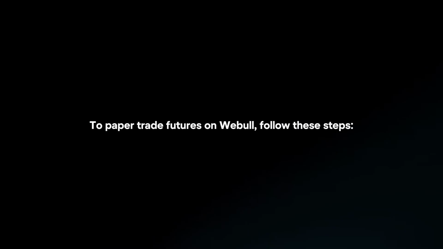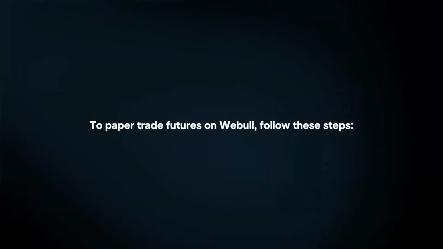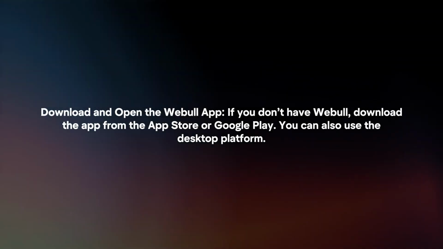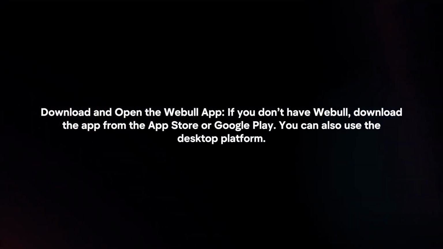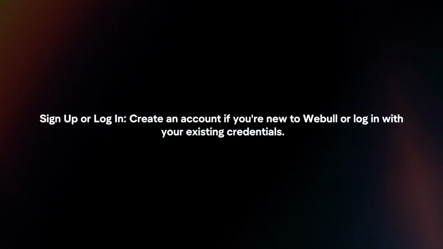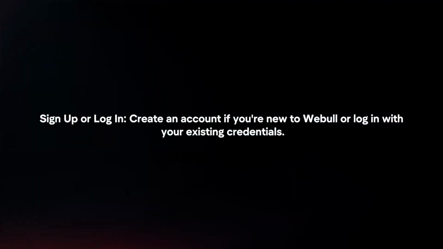To paper trade futures on Webull, follow these steps. Download and open the Webull app. If you don't have Webull, download the app from the App Store or Google Play. You can also use the desktop platform. Sign up or log in. Create an account if you're new to Webull or log in with your existing credentials.